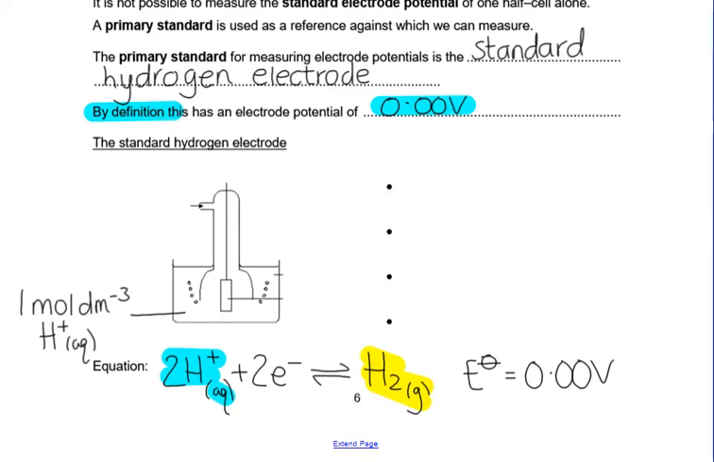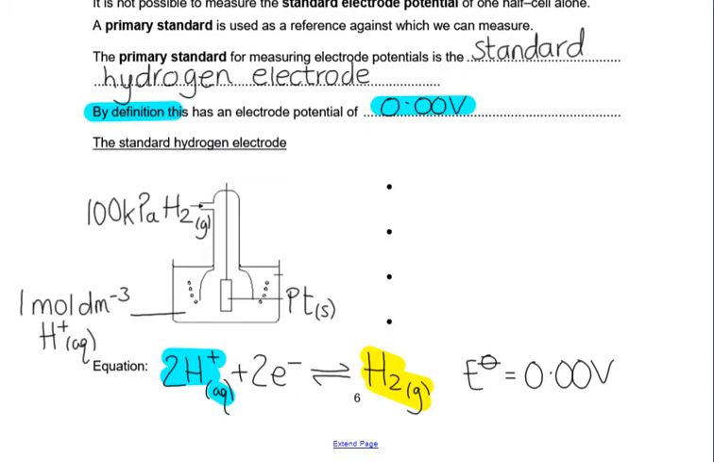So this funny little chimney is about pumping the gas in at the standard pressure for the gas, which is 100 kilopascals. Hydrogen gas is going in there. Now we've got no metal in this equation, and when we have no metal we need to use an inert, unreactive metal as our electrode, so we use a platinum electrode.